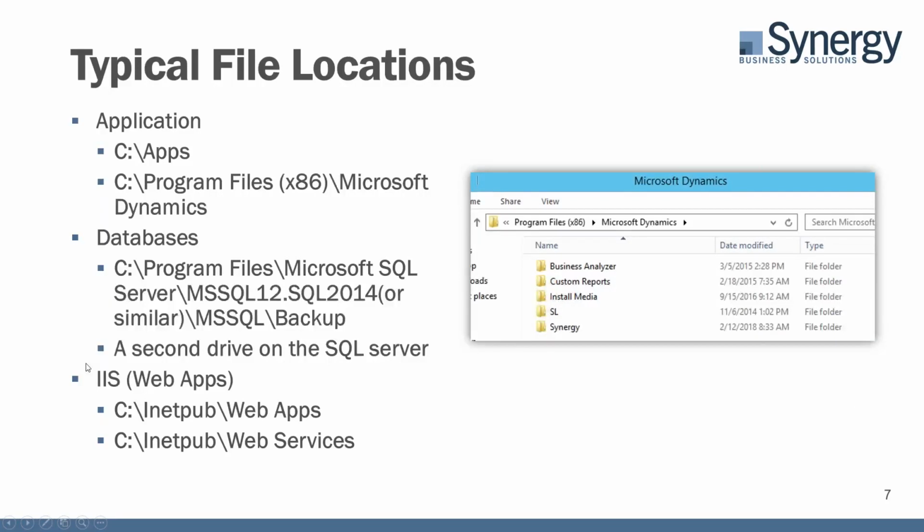So also, if you use web apps, you may have an IIS server, a web server, somewhere in your environment, or you may be hosting web apps on your applications or SQL Server. If you are doing that, your typical location for the web apps deployment is going to be C inetpub web apps and web services.